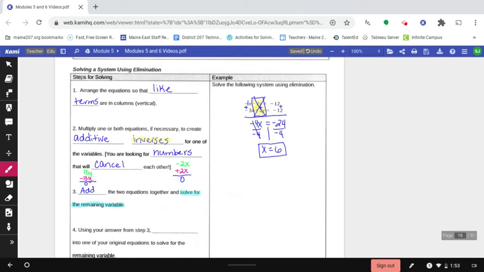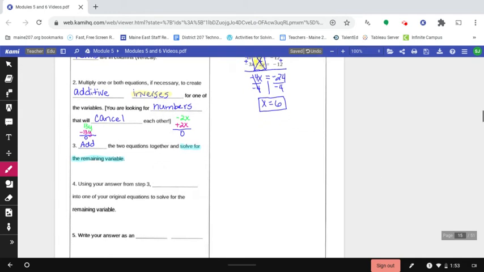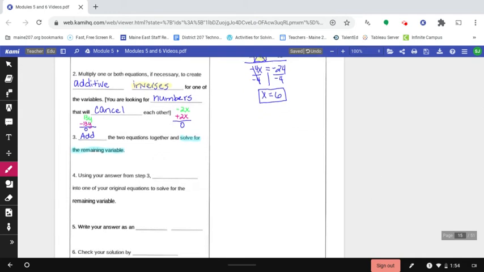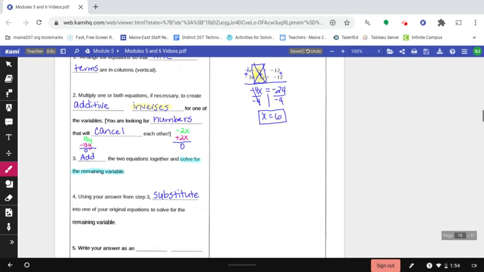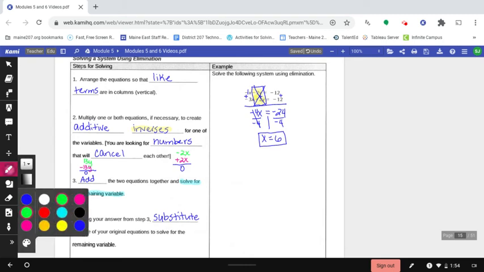Now I have to think about how to move forward from here. I know that in order for me to have a solution to a system, it needs to be an x and a y. So let's take a look at what step 4 is. Step 4 says, using your answer from step 3, substitute into one of your original equations to solve for the remaining variable. So in this case, we're going to take the x value that we found, and we are going to plug it into one of our equations.